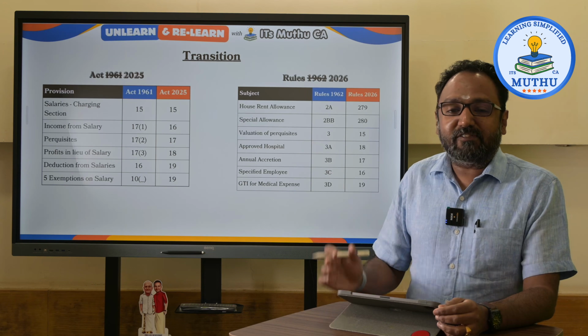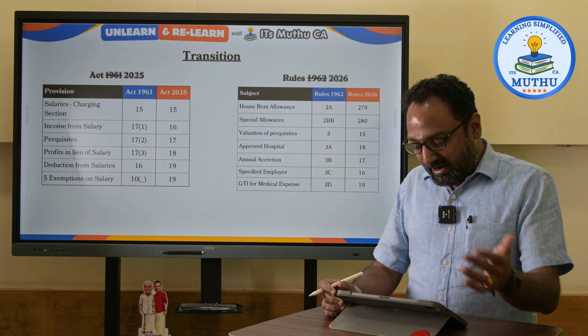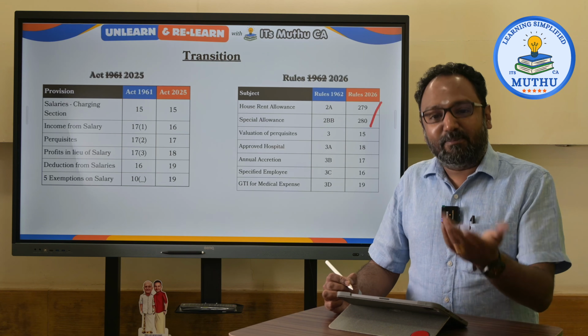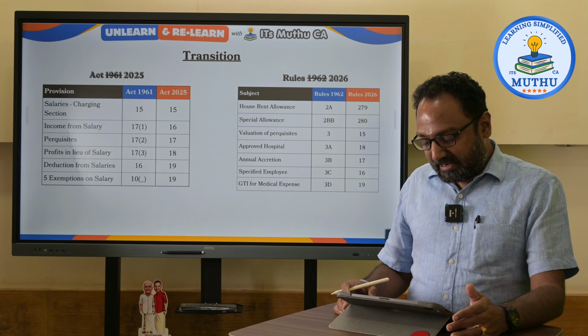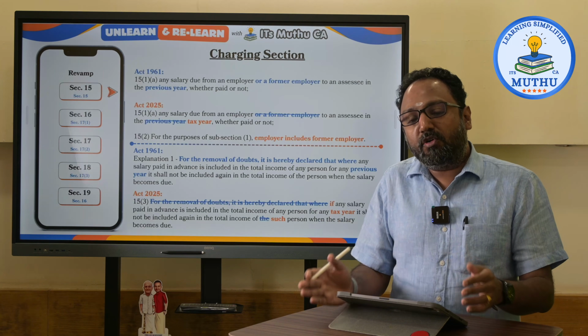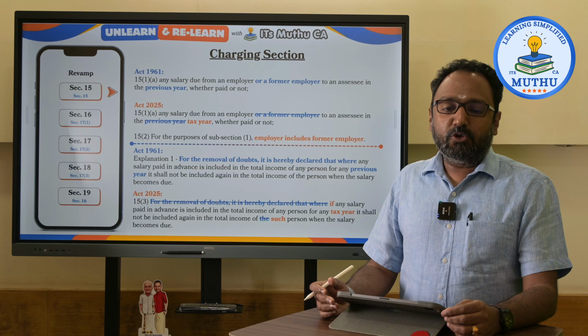So that is why it is 279 and 280. That's the reason why it has a very late number, 279 and 280. Okay, now let's move on and understand how exactly the sections are overflowing in the new act and new rules.